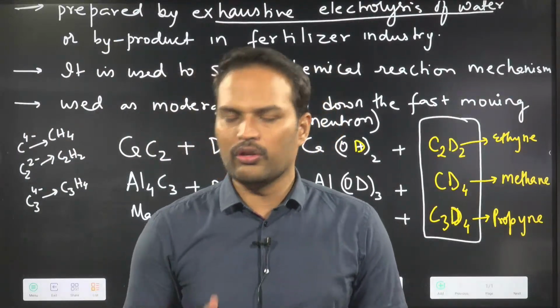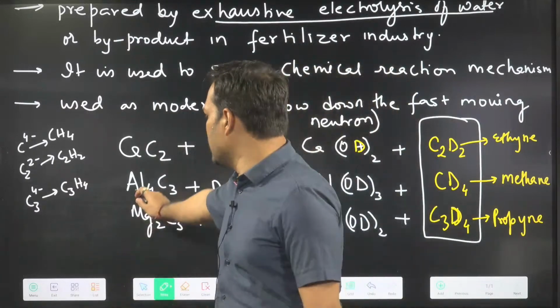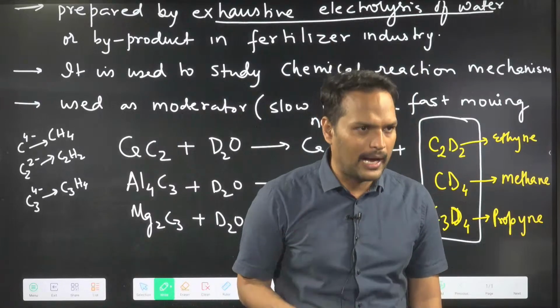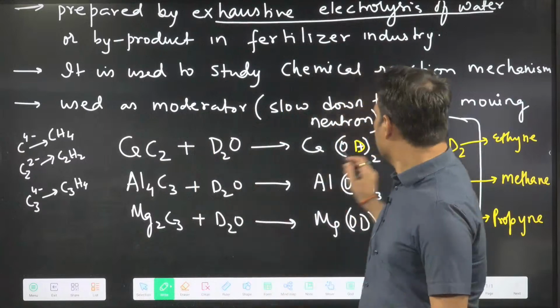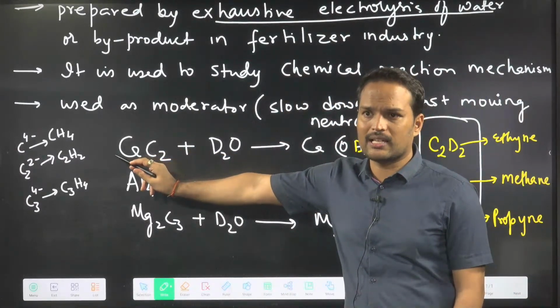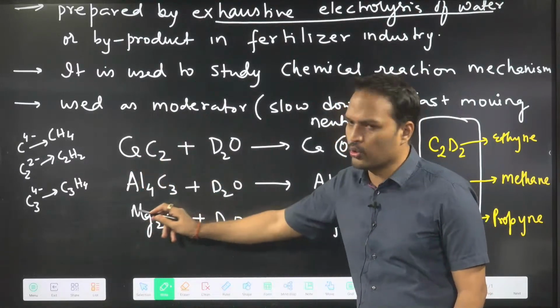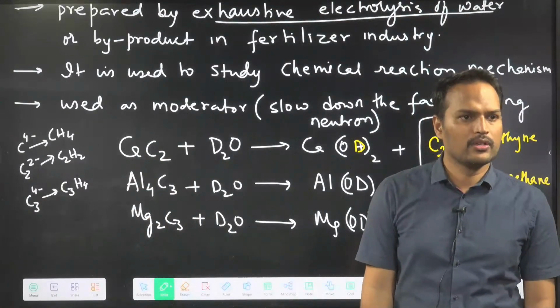So for now, you have to remember the gas only. Which gas is liberated in case of aluminium carbide? Methane. In case of magnesium carbide? Propine. In case of calcium carbide? Ethine. This is written in the alkyne chapter also, hydrocarbon class 11 alkyne. This one is not written there, I am giving you extra: magnesium carbide on hydrolysis gives propine. So is it clear?